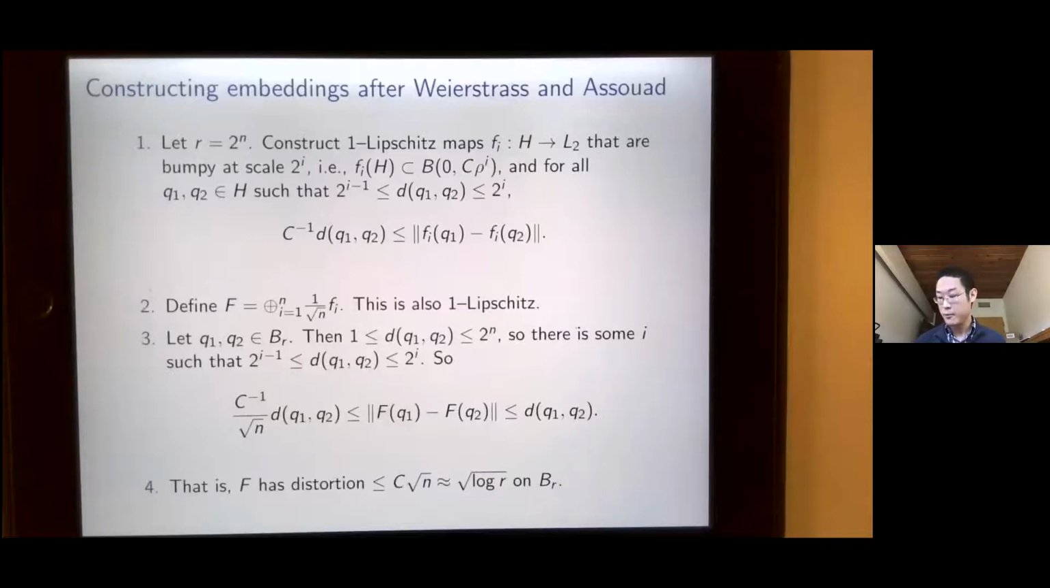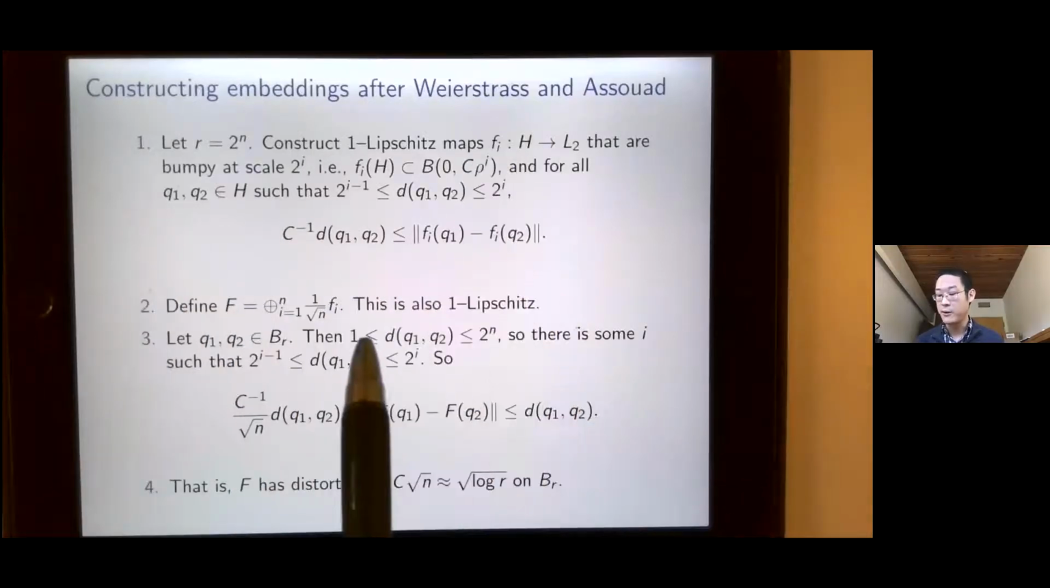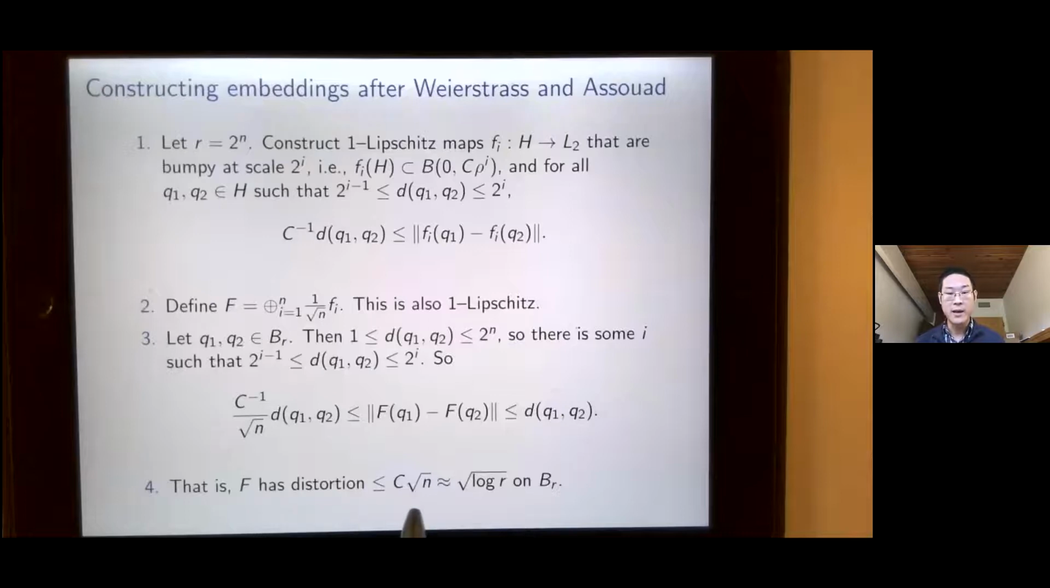So this is a map which is not linear at any scale, because each f sub i is nonlinear at scale 2 to the i. So this map is not really close to linear at any scale. And because of that, it has low distortion. Its distortion is only on the order of root log r. Is this okay? Is this construction clear?